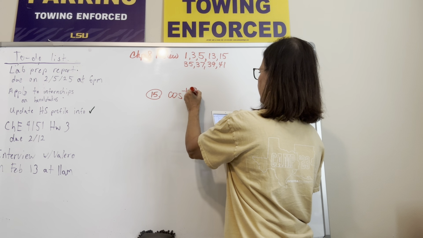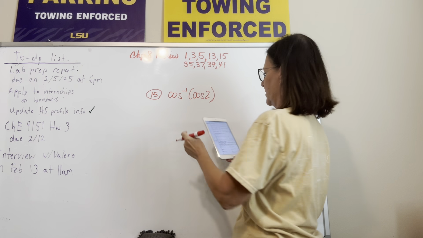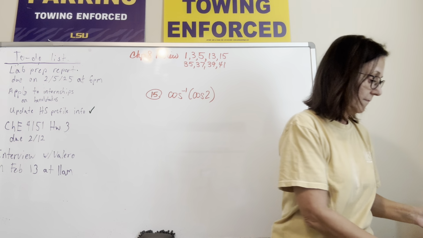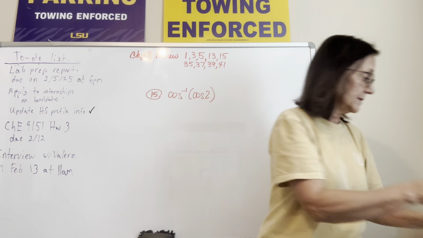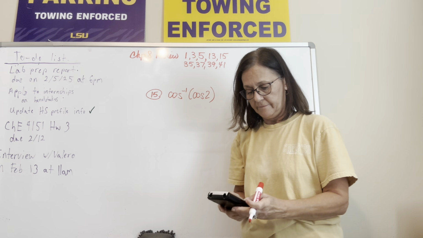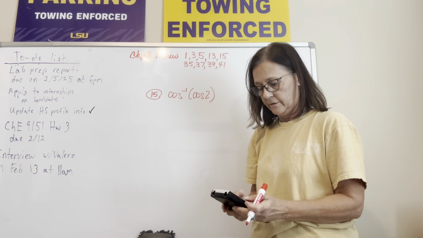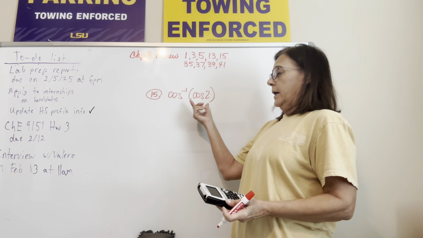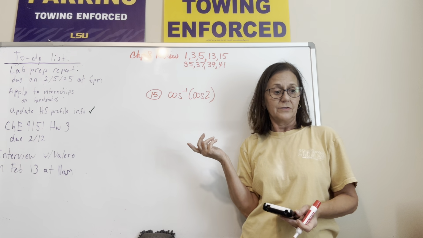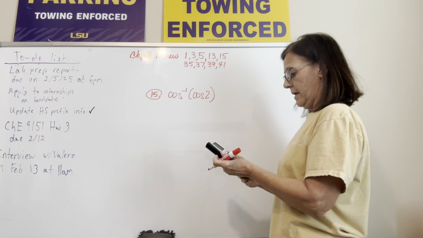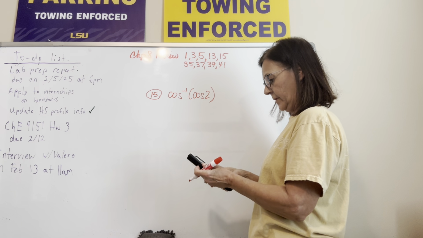Inverse cosine of 2. All right, 2, okay, we're in radians. I have to make sure I'm back in radians in this calculator. All right, 2 is not on the unit circle, so I'm actually going to do cosine 2.